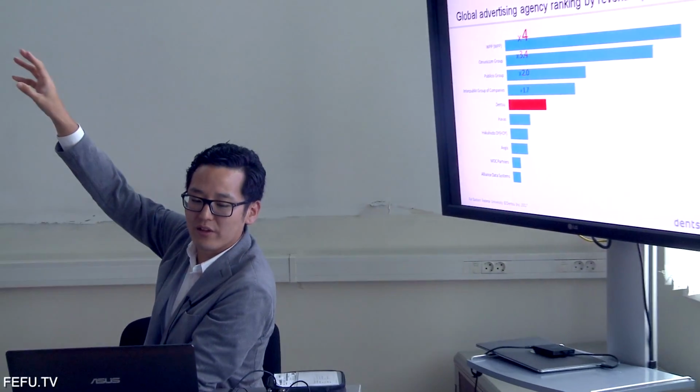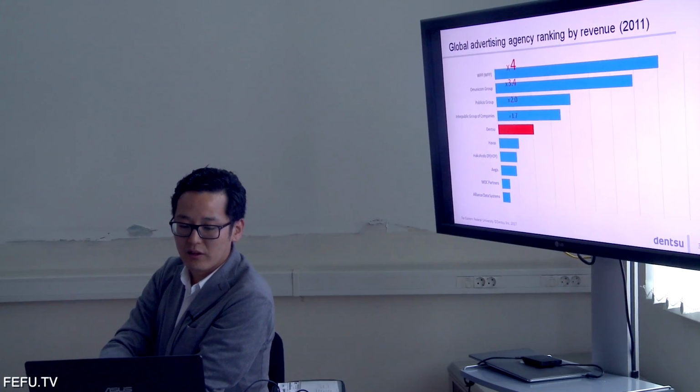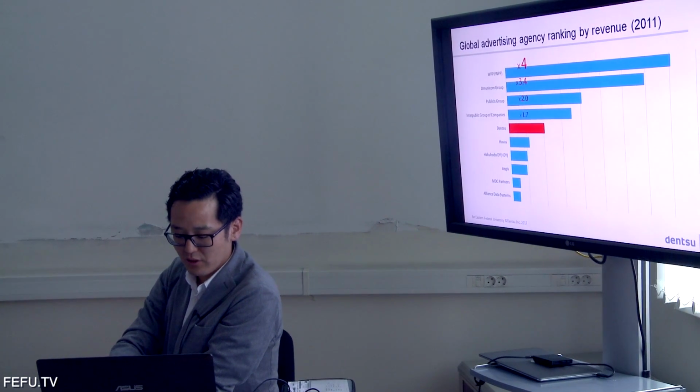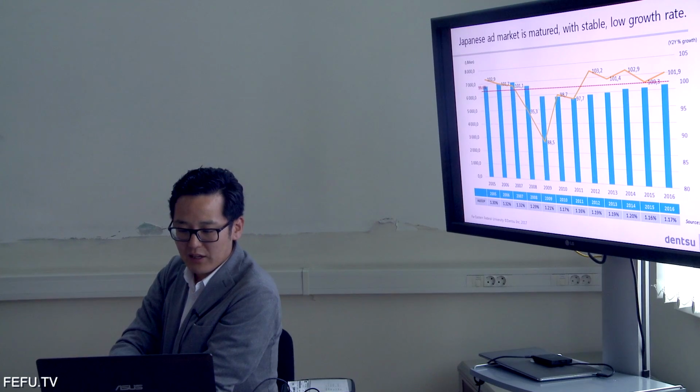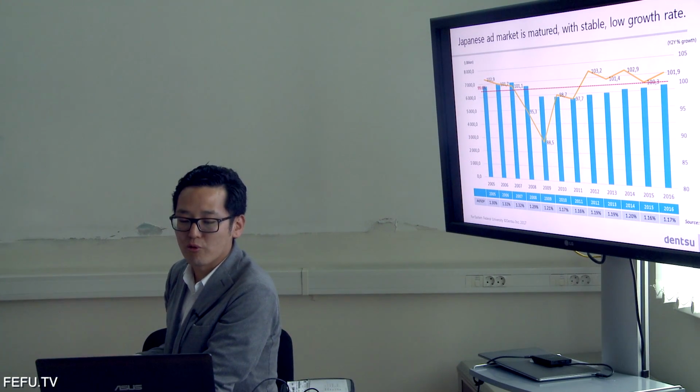But also, again, as I said, Dentsu is focusing on the global side. Dentsu used to be in the number 5 position in 2011, but we were 4 times smaller than WPP, 3.5 times smaller than the Omnicom group, and also different from the number 3 and number 4 agencies. But again, as I explained, the Japanese market is now matured and has a low growth rate.